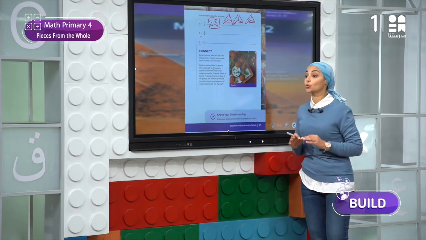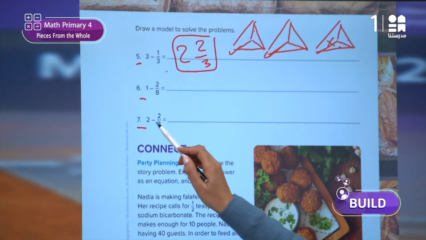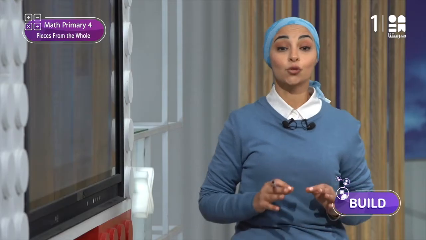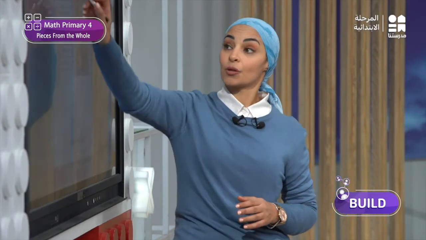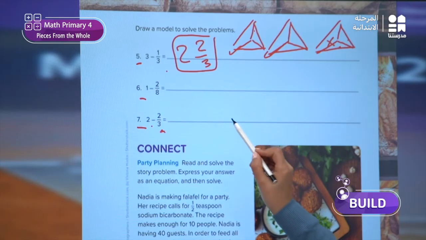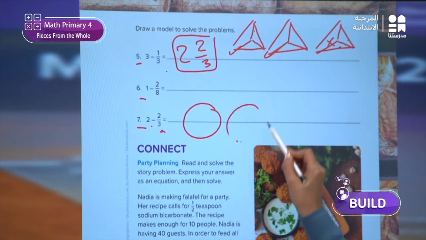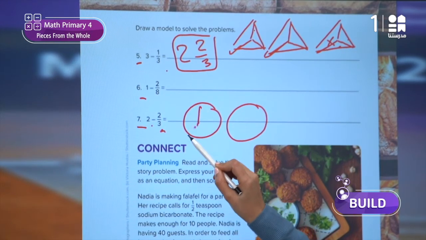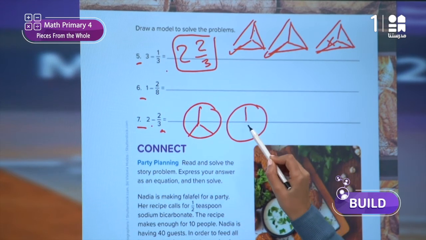We will draw 2 circles. Why 2 circles? Because I have 2 wholes here. Each one I will divide into 3 parts, right? Why 3 parts? Because the denominator here is 3. So I will draw 2 circles here, and each one I will divide into 3 parts like you see here.